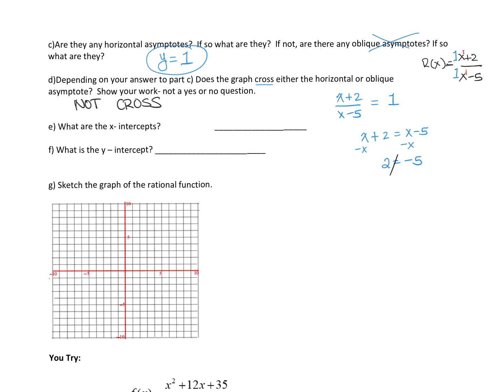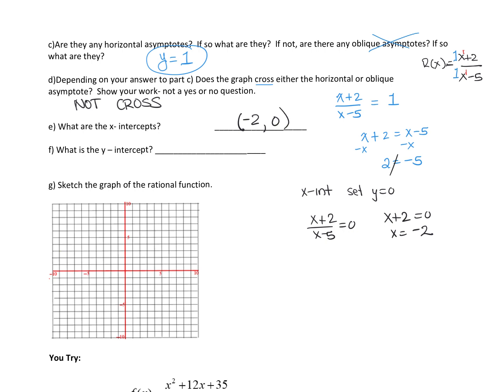For our x-intercepts, we're going to set y equal to 0. So if I set my function equal to 0, I'm going to get x plus 2 equals 0, or x equals negative 2. So negative 2, comma 0.